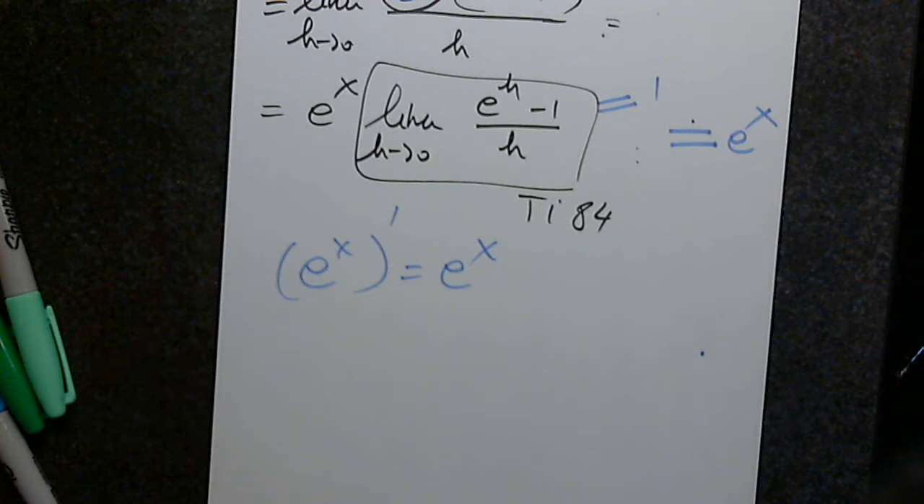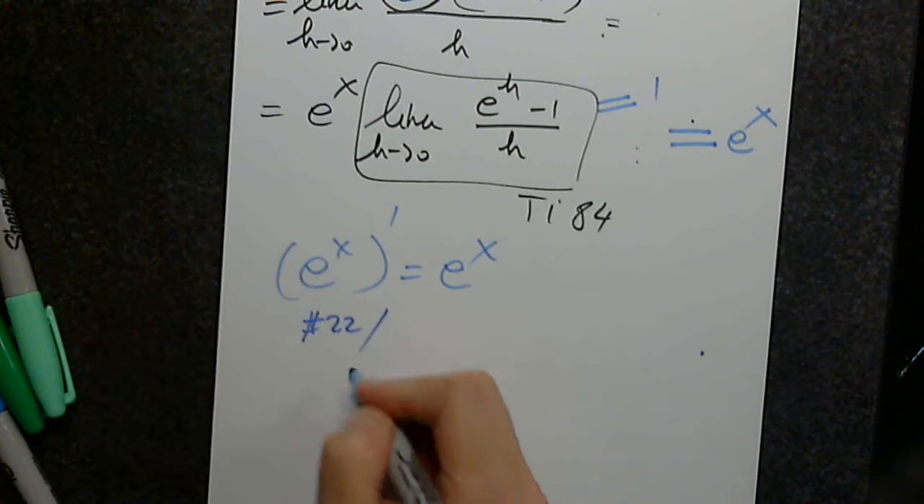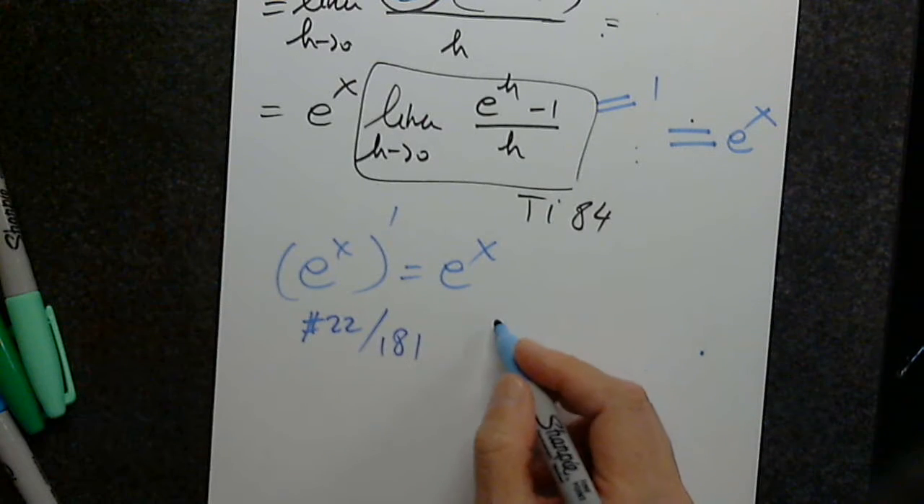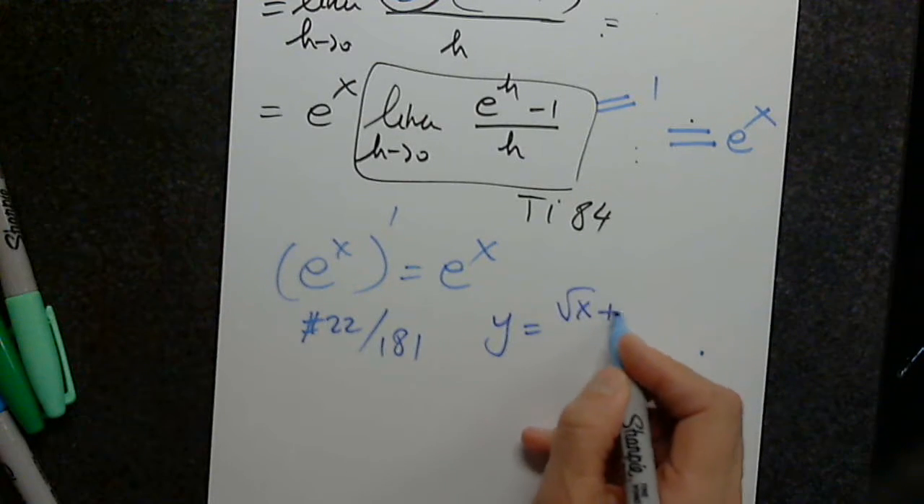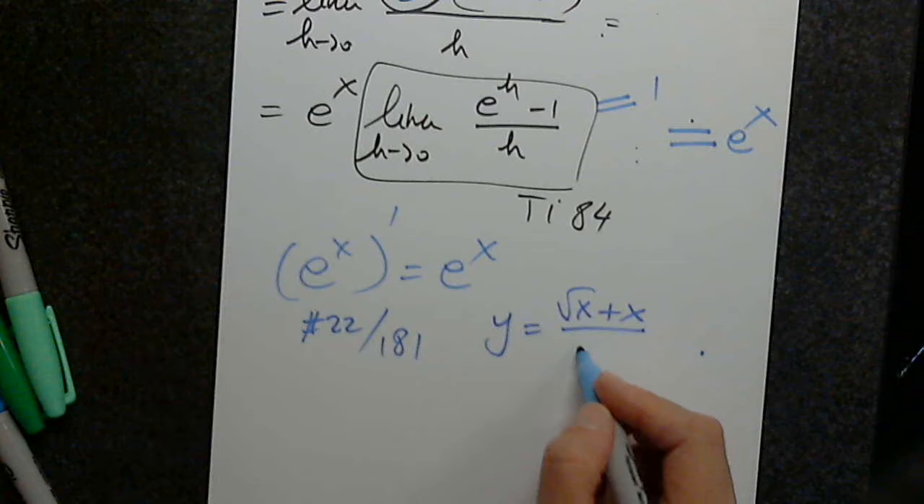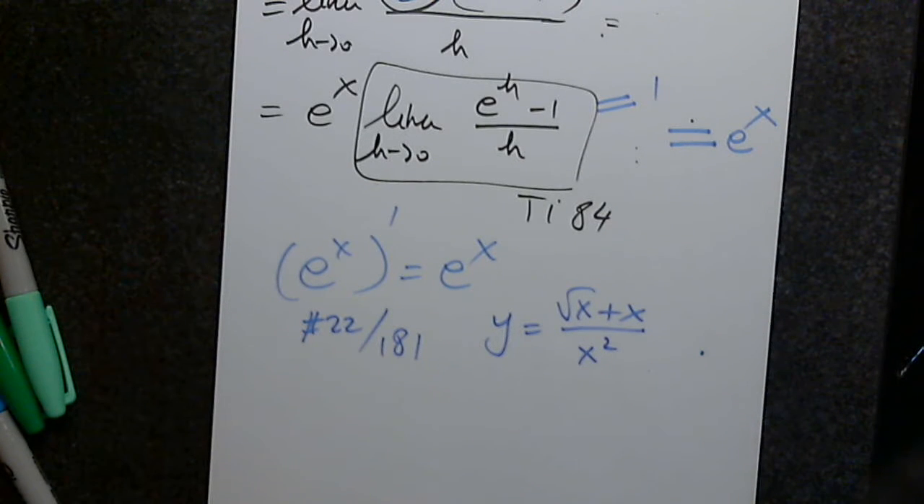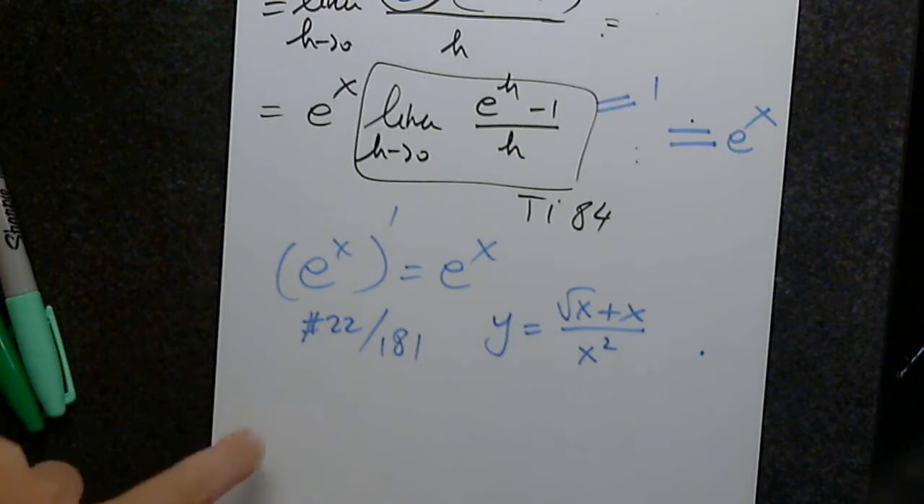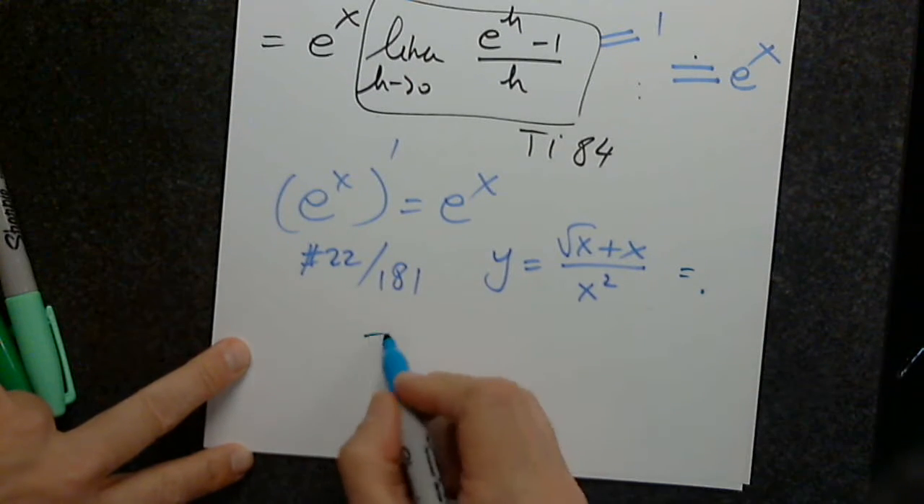Okay, let's say 22 on page 181. So we have y equals the square root of x plus x over x squared. And you could say, and you will be correct, you have not taught us how to differentiate a ratio. And I'll say, yes, I agree. But at the core, this is not a ratio.